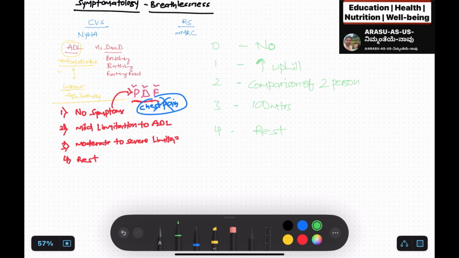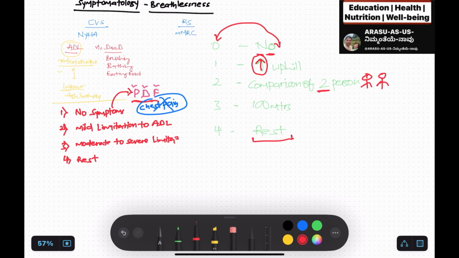So how to remember this? We should observe the explanations carefully. For example, grade 0 is no. Grade 1 is uphill, and this looks like the letter 1. Grade 2 is 2 persons walking on a plain ground. Grade 3 is 100 meters, and the number 100 has 3 digits. Grade 4 is at rest, and the word REST has 4 letters. This is how we can compare the things.